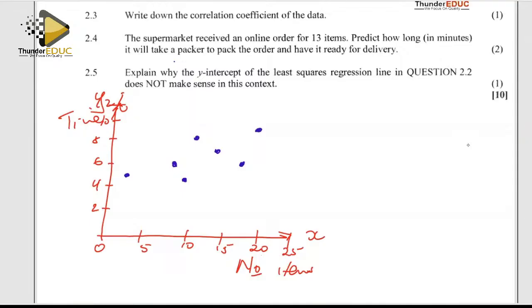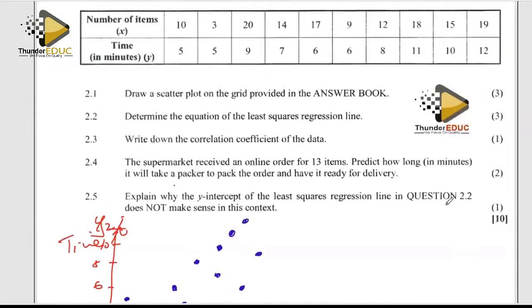Then 18 and 11. 18 and then 11 is somewhere there, up. And then we have 15 and 10, and then we have it somewhere there. And then 19 and 12. 19, and then the last point, which is 12. So we must have this kind of shape that is having a positive sort of relationship. So that is done. And then 2.2, they want us to get the equation of the least square regression line.